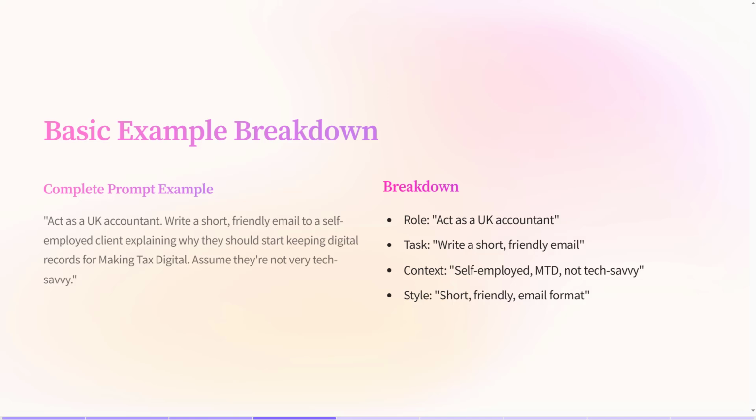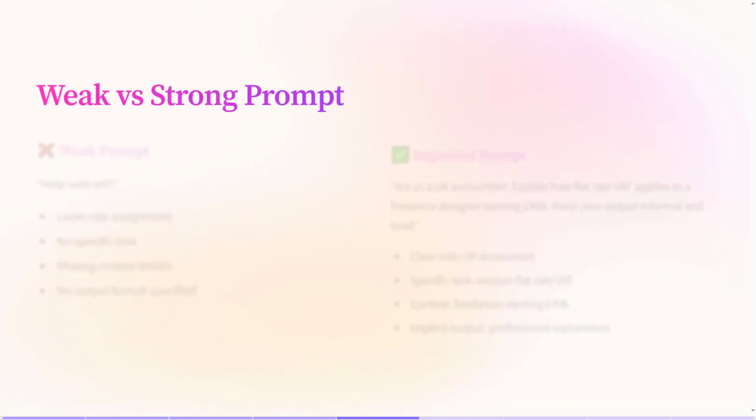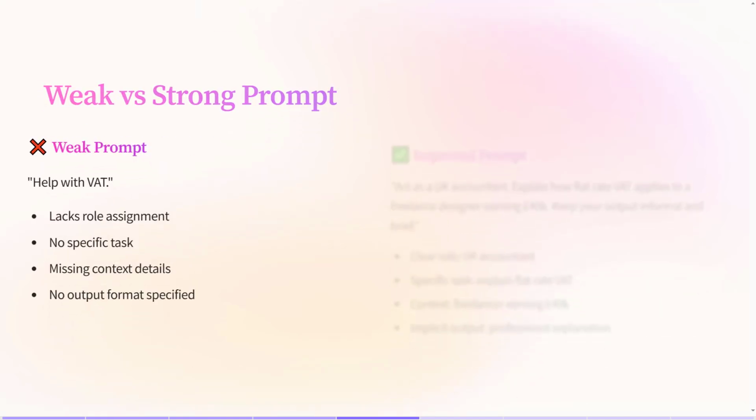So let's look at a bad prompt and a good prompt side by side and also see the output. So we've got a weak prompt here. Help with VAT. I'm analyzing some reports and I need help with VAT. Give me help with VAT. Well, there's no role there. There's no task. There's no context. And how do you want this? Do you want it as an email, as a PowerPoint, as a report?